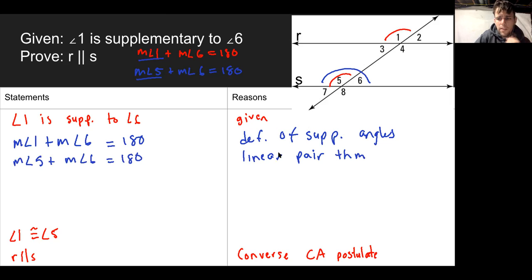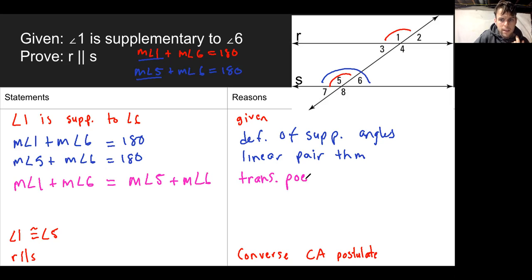People might think about this differently. This sum equals 180 and this sum equals 180. Since they equal the same thing, I like to think about it as the transitive property that allows me to say that these two sums have to be equal. So measurement of angle 1 plus the measurement of angle 6 is equal to the measurement of angle 5 plus the measurement of angle 6. I'm going to call that the transitive property of equality, but some people call this substitution.